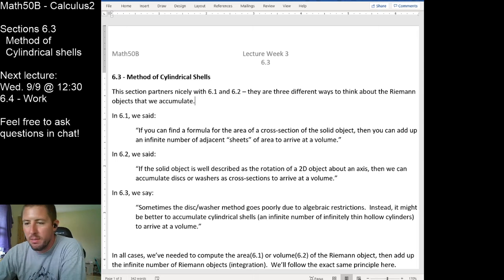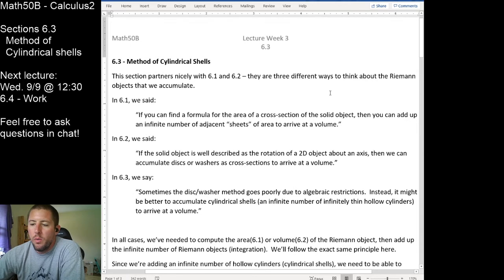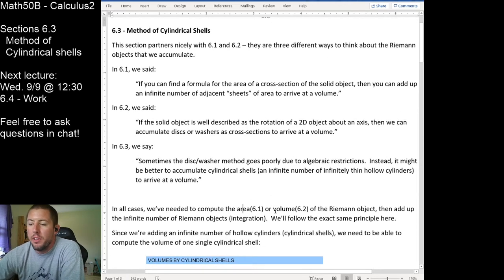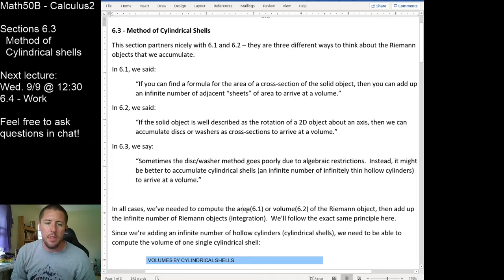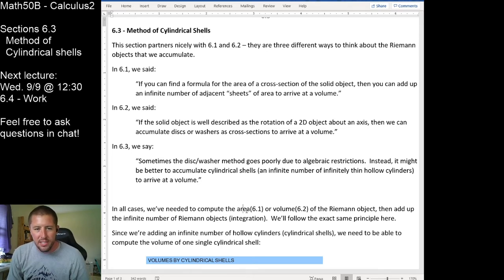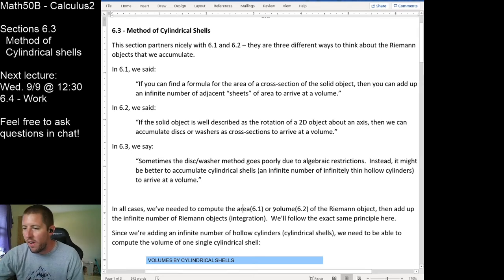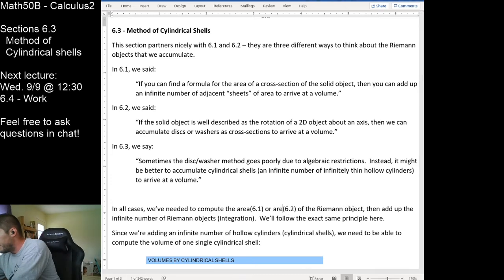So let's go ahead and take a look at some cylindrical shells. In all the cases that we've looked at here, we've needed to compute an area or a volume of an object, of the Riemann object, so that we could add up all of those areas or volumes to land at our total volume that we're accumulating here. I suppose I shouldn't really be distinguishing between area and volume here, because even the Riemann sheets that we were thinking of in section 6.1 had that thickness of dx also. So really, I guess these are all like areas that we have been accumulating.